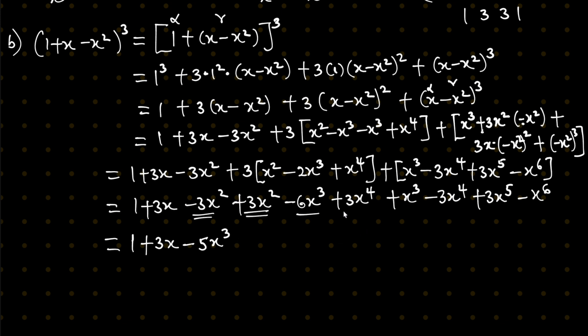Now let's go to the power of 4. This is to the power of 4. This is to the power of 4, and they are equal, so they cancel out. Plus 3x to the power of 5 minus x to the power of 6.